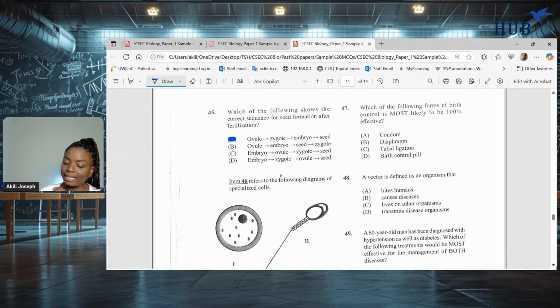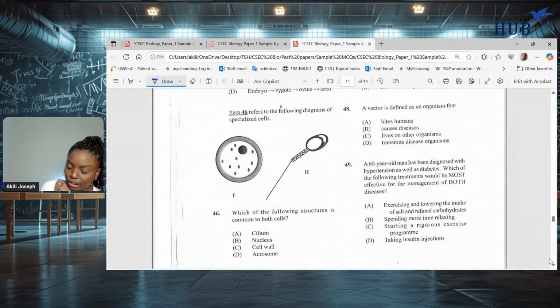46. The following diagrams show specialized cells. Which of the following structures is common to both cells? So this question, we saw a similar question, but the options are slightly different, but the correct answer is still the correct answer, which is B, nucleus.